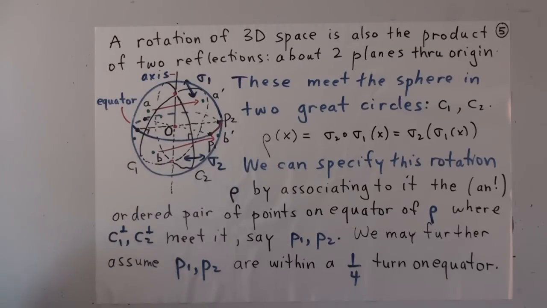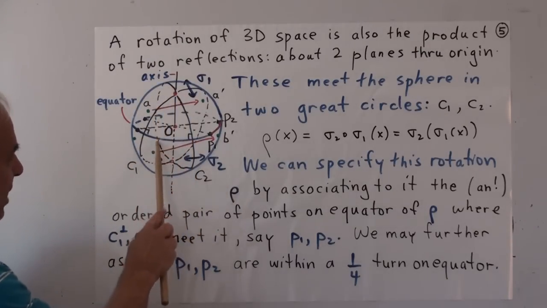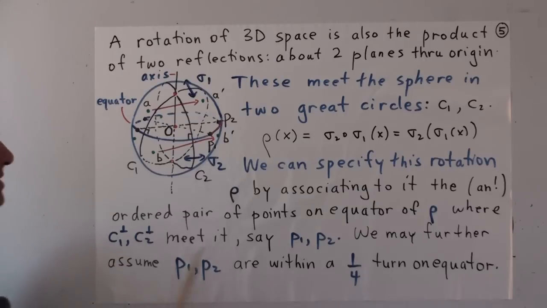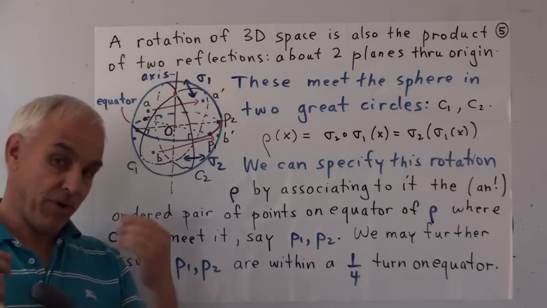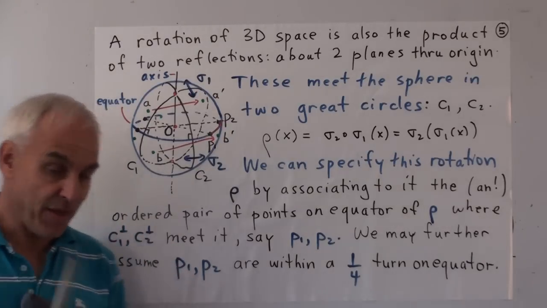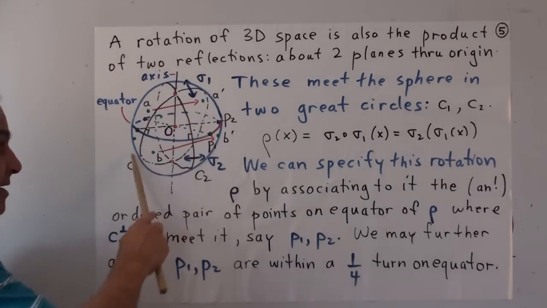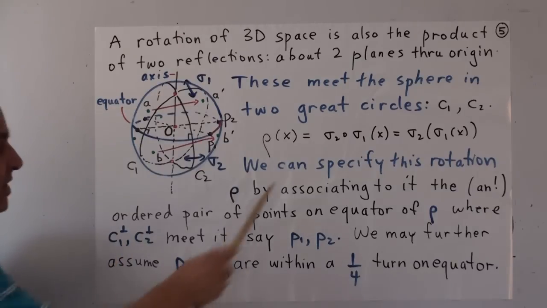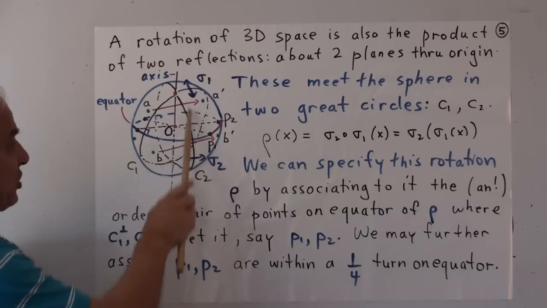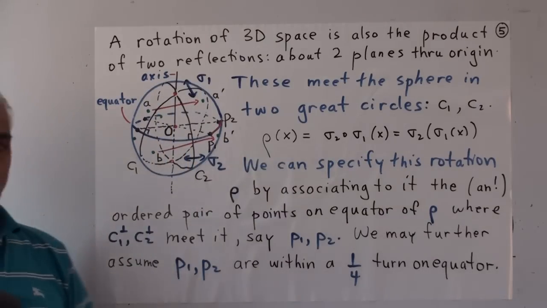And we have a second such plane represented by this great circle here, going behind the sphere and coming out like that. And that's C2. So those are our two great circles. So what we're doing is we're considering the rotation that's the product of reflection sigma 1 in the first circle C1, followed by sigma 2, the reflection in the circle C2. That's our rotation. We're going to call it rho.